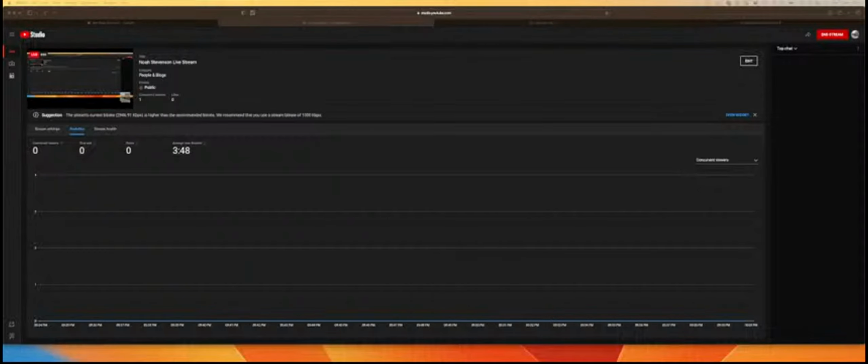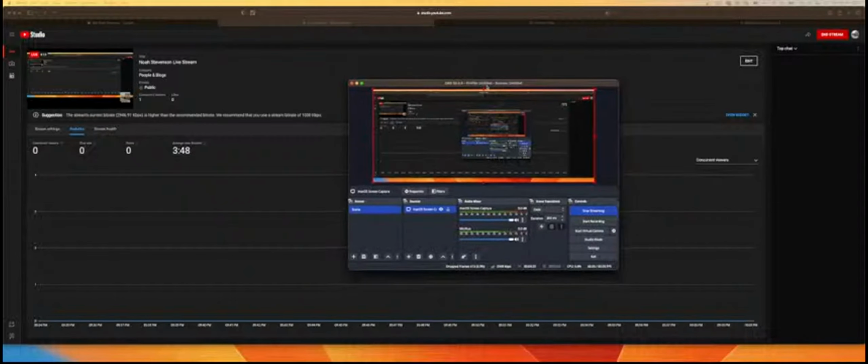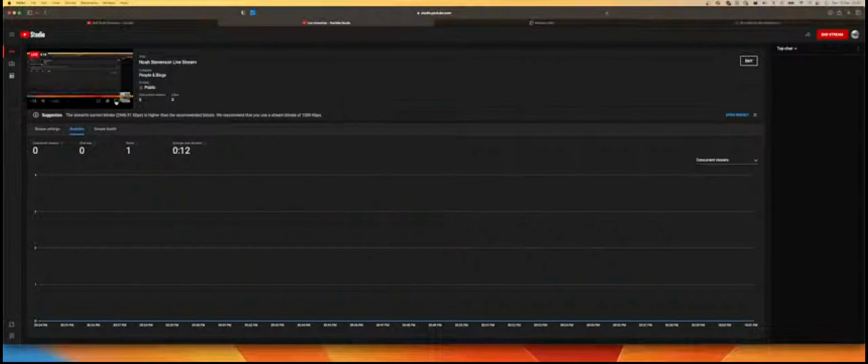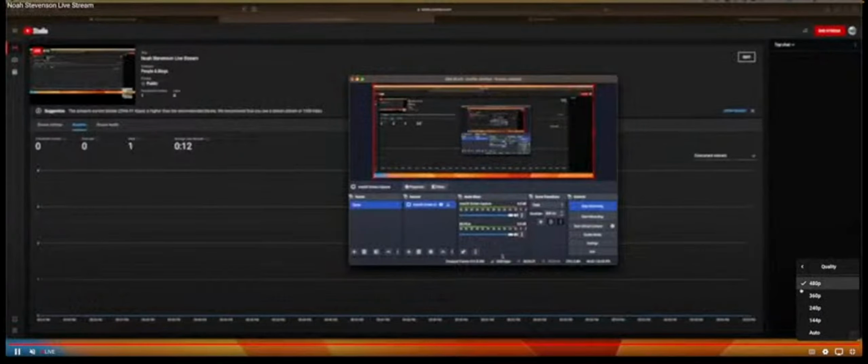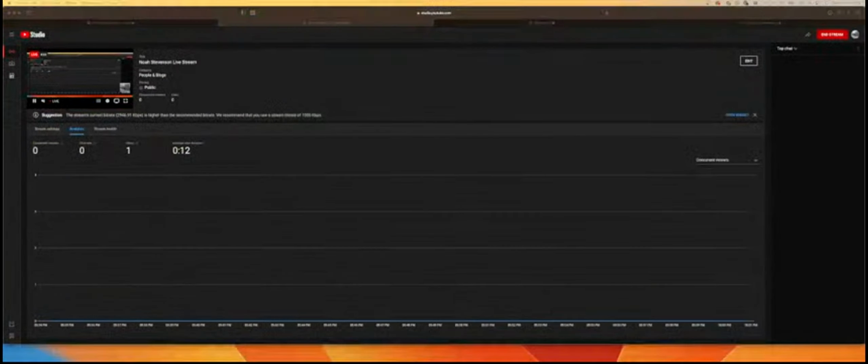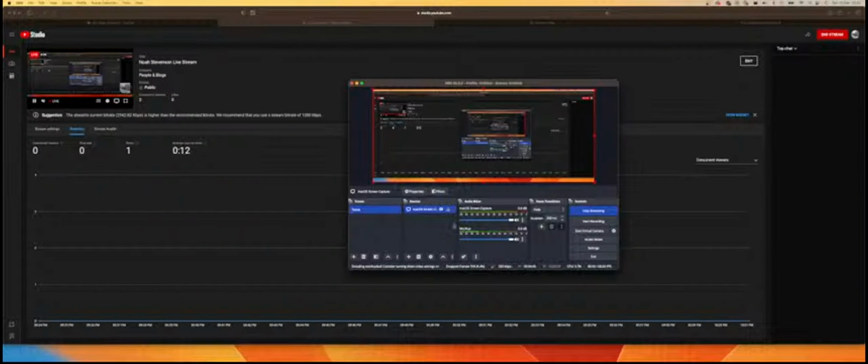Up the bit rate. How the heck do I do that? Oh, look. What's the bit rate like now? It's a bit better. What the freak? This quality is awful. Damn. What is this?